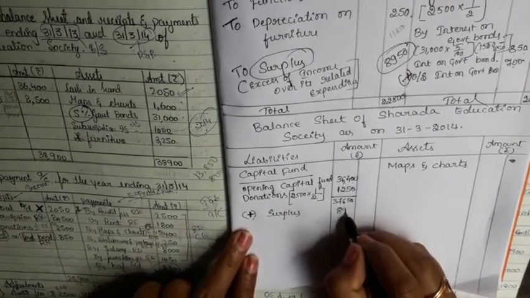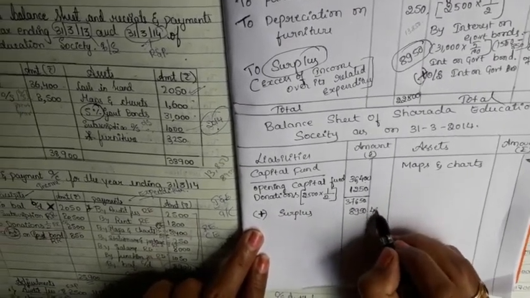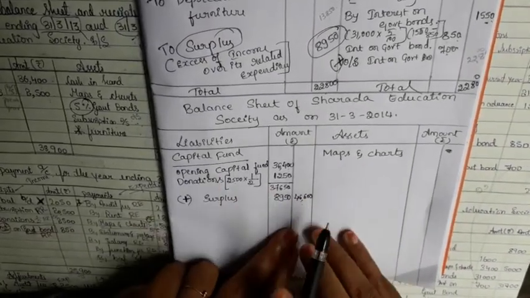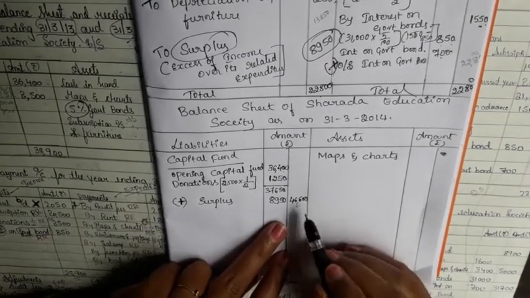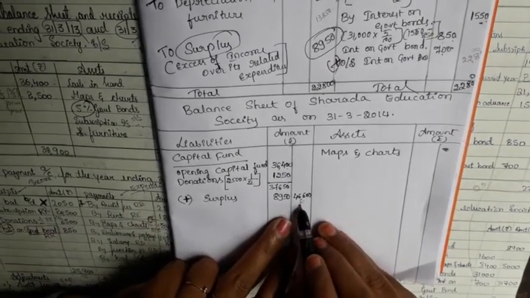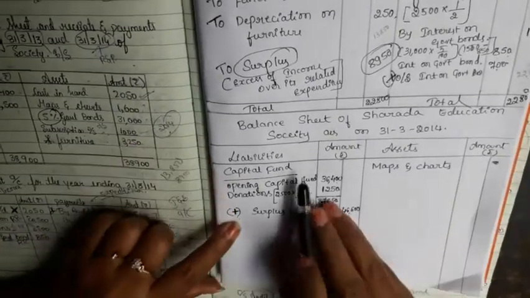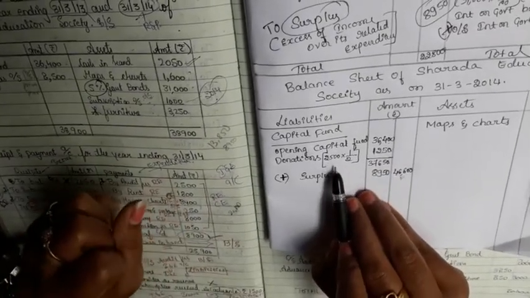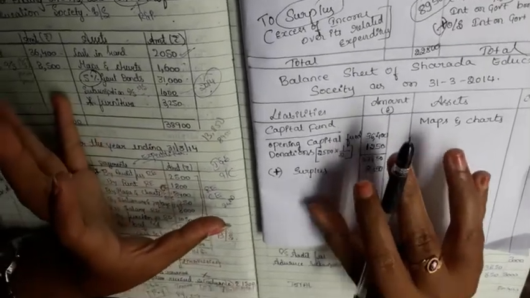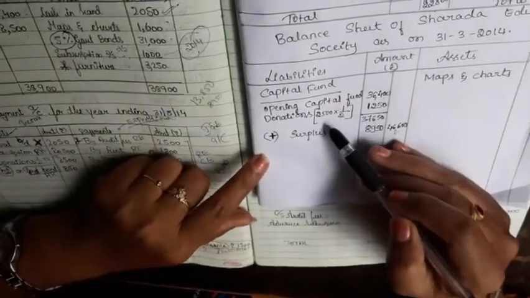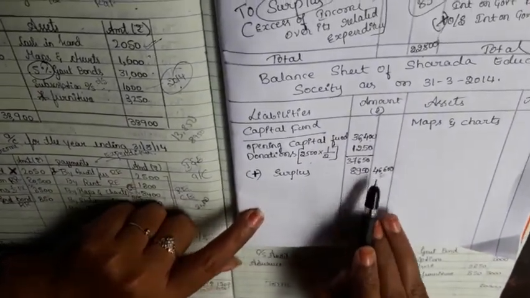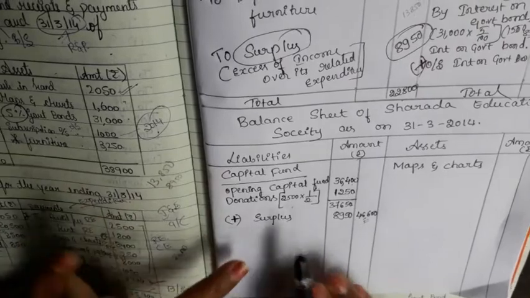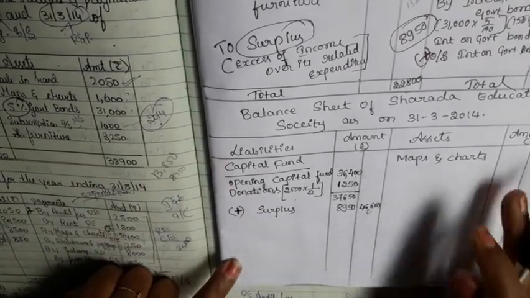Surplus rupees 8,950. 46,600 is the capital fund of the organization for the present year. This amount will be the opening capital fund for the next accounting year. Capital fund includes opening capital balance, donations, legacies, life membership fees and entrance fees. In this problem they have given only opening capital fund and donations, and we add the amount of surplus. If there is a deficit, we deduct it from the capital fund. So the total capital fund is 46,600.